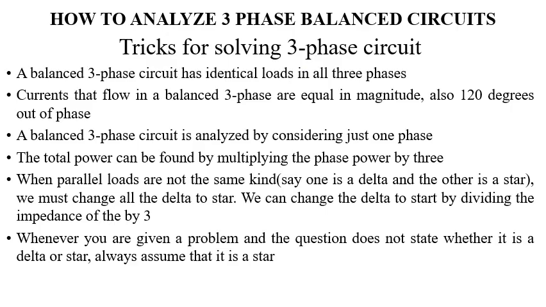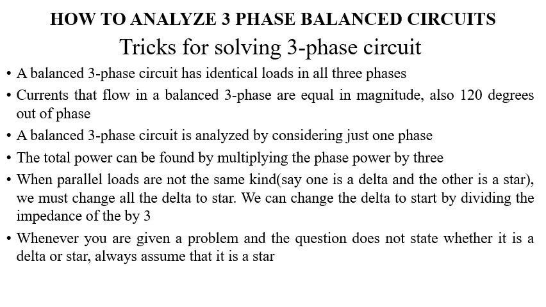So we want to look at how to analyze three-phase balanced circuits. These are some tricks that have really helped me over the years that I also want to share with you. First of all, a three-phase balanced circuit has three identical loads in all phases. It has three phases, either arranged in delta or star. The currents that flow in a three-phase balanced circuit are equal in magnitude, and they are also 120 degrees apart. So we have the plus 120 and the minus 120.